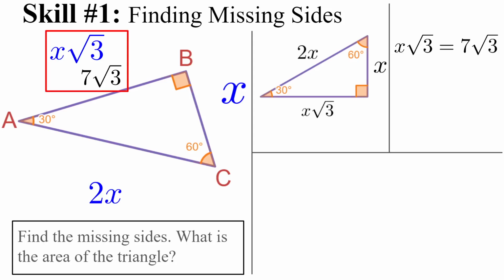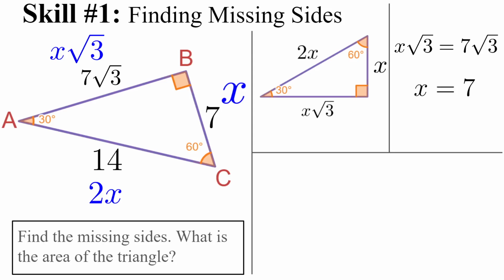So we write down x√3 equals 7√3. We divide both sides by √3, and we get x equals 7. And we can now start putting x equals 7 into the picture. So that side over there is 7, and then 2x, 2 times 7, is 14. So we can put a 14 there.